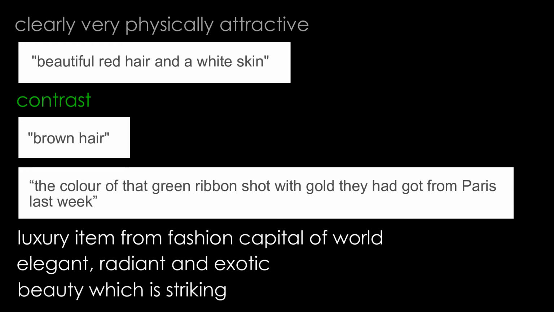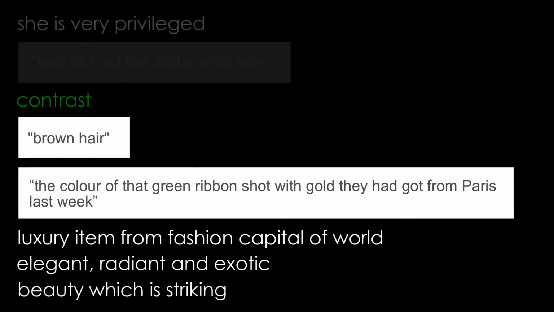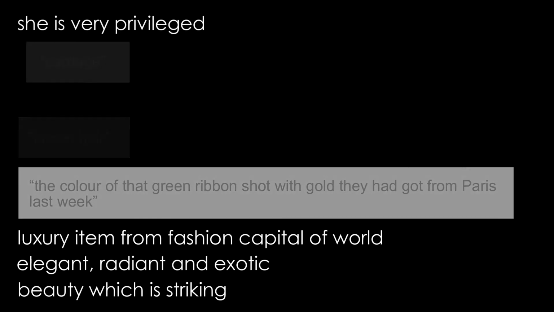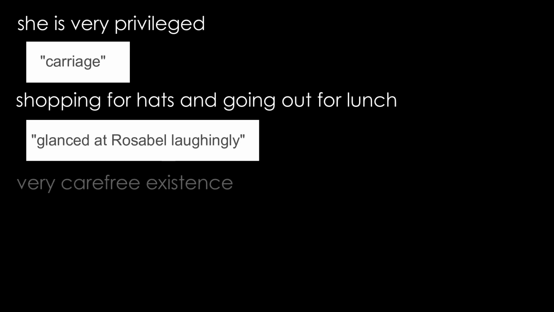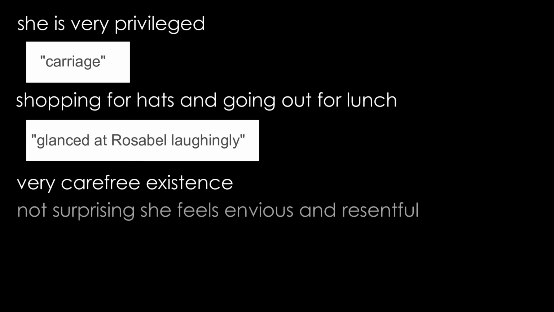The reader is also able to appreciate how very privileged she is, as she has her own carriage and seems to spend her days shopping for hats and being taken out for lunch. The way in which she "glanced at Rosabel laughingly" suggests that she leads a very carefree existence. This is a far cry from Rosabel's own life, and so it's not surprising if she feels not a little envious and resentful.